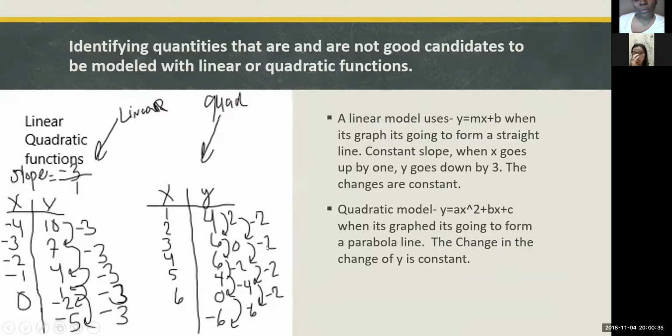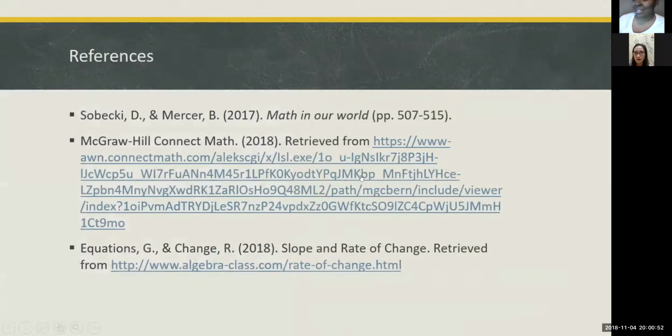0 to -2 would be -2. See how those numbers are constant right there? -2 to -4 is still -2, and so on. As long as these numbers are constant, that is what gives you a quadratic function. Alrighty, and these are my references.